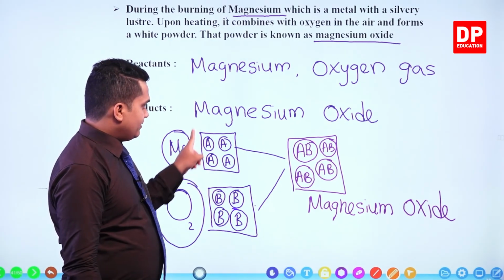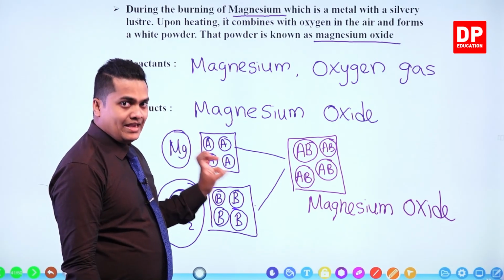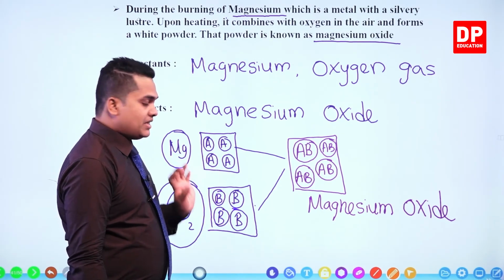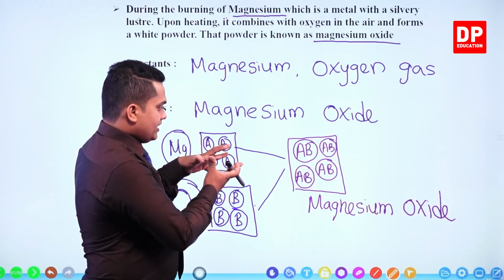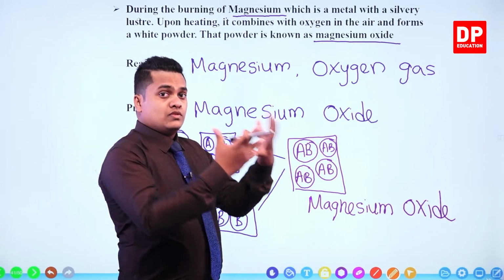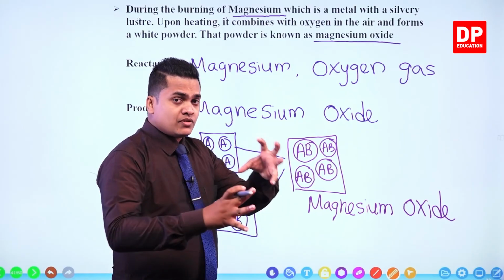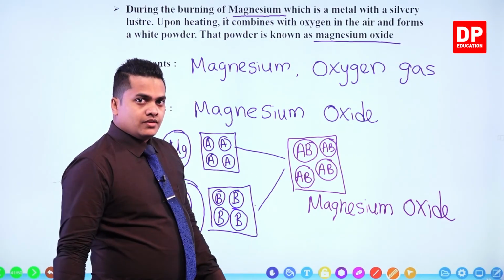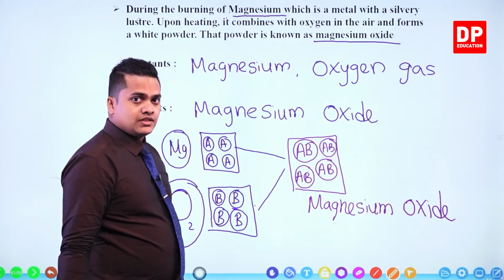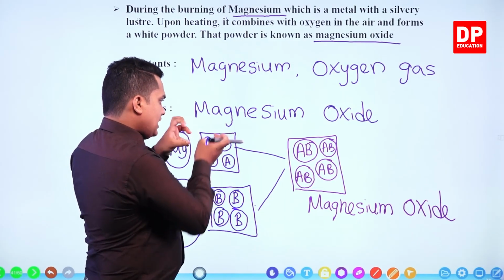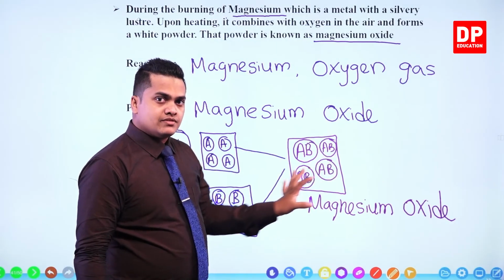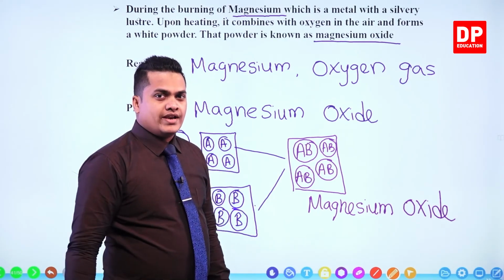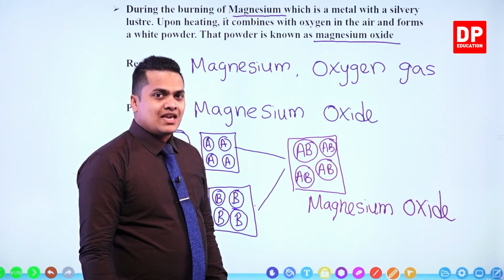This is magnesium made up of only A matter or A particles. This is oxygen made up of B particles. When these two interact with each other, new substances are getting created. New types of particles are getting created. How come? By the rearrangement. These things are going to rearrange. A is going to combine with B to create a new type of substance, magnesium oxide. So this is what is called a chemical reaction or else a chemical change.